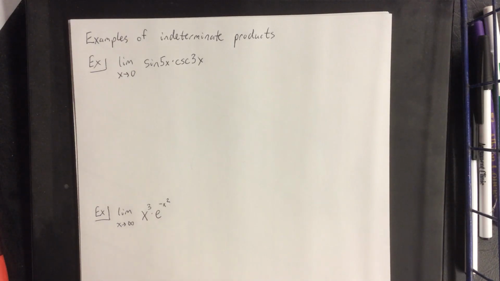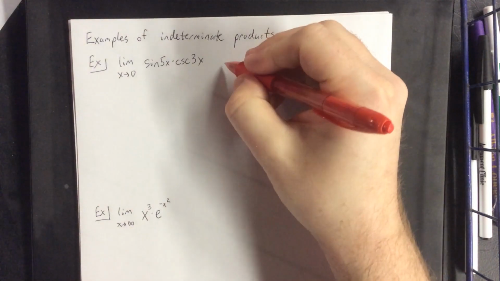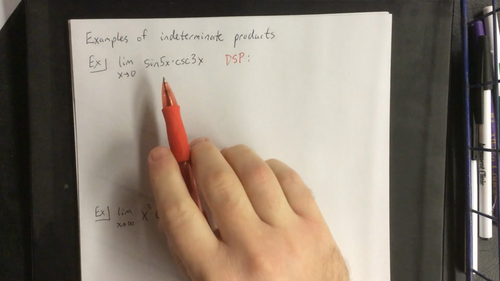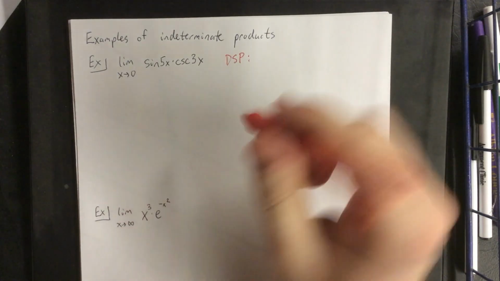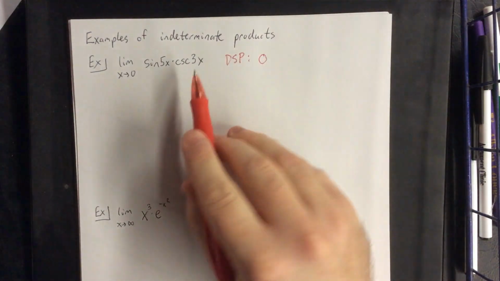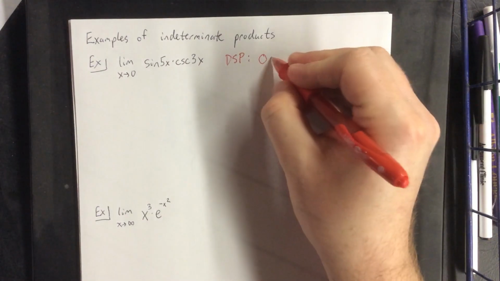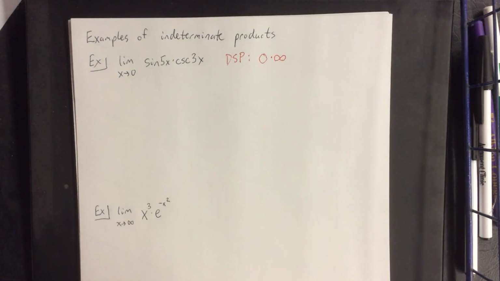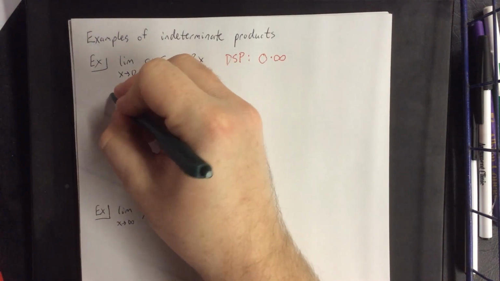Alright, let's take a look at a couple examples of indeterminate products now that we've introduced what those are. First up, we're going to try the limit as x approaches 0 of the sine of 5x times the cosecant of 3x. First thing to note is if we attempt to use the direct substitution property, as x goes to 0, the sine of 0 will be 0, but as x goes to 0, the cosecant of 0 will approach infinity.